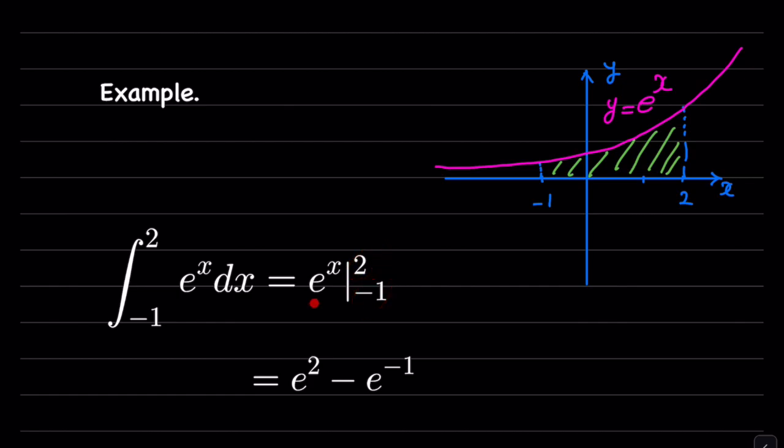That means that we substitute x by the upper bound, by 2. That will give you e squared. And substitute x by the lower bound, which is minus 1, and you will get e to the minus 1, and subtract. So the area of this green shaded region is equal to this one.